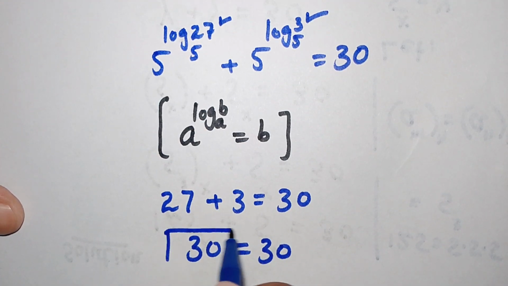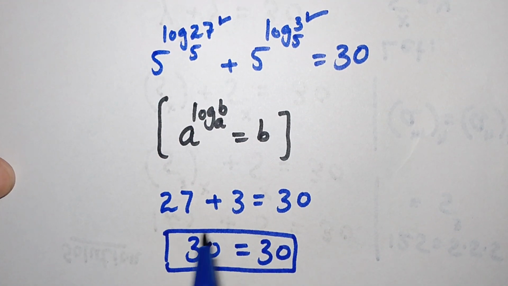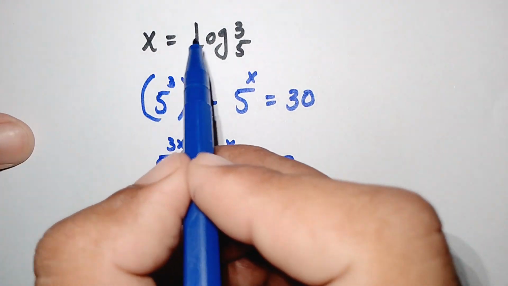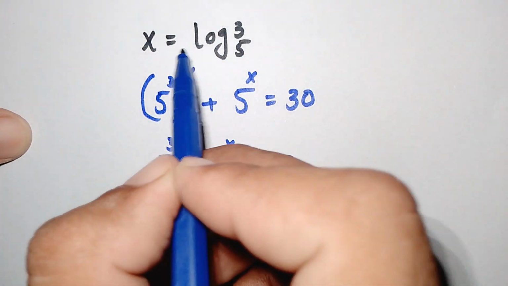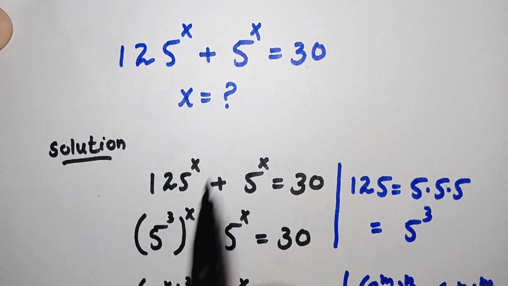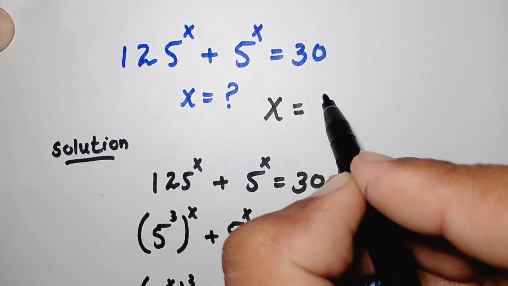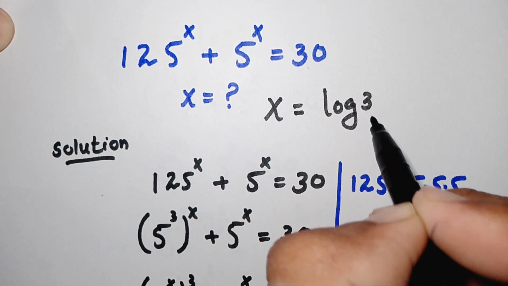So this shows that the left hand side and the right hand side are equal. So our answer and the value of x, which is x is equal to log of 3 with base 5, is the correct value for this interesting question. So here the answer of this interesting question is x is equal to log of 3 with base 5.